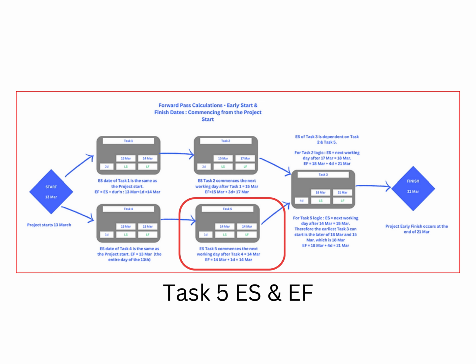Let's look at task 5. The late finish date is the preceding workday to the start of task 3. In this case, the late start of task 3 is the 18th of March at 8 a.m. Therefore, the late finish of task 5 is calculated as the 14th of March at 4 p.m. The late start of activity 5 is equal to the late finish minus the task 5 duration of 1 day. The late start of task 5 is the 14th of March at 8 a.m.